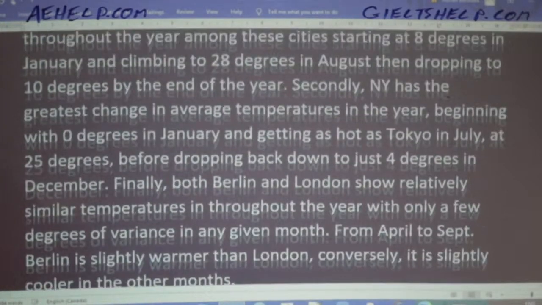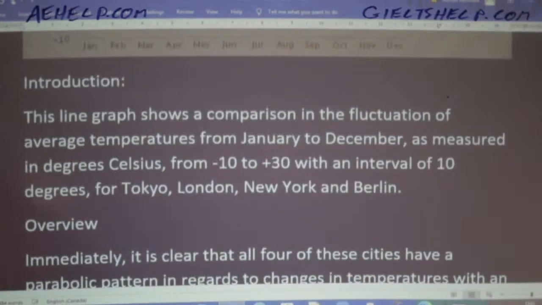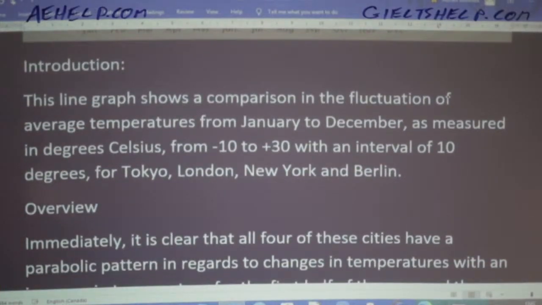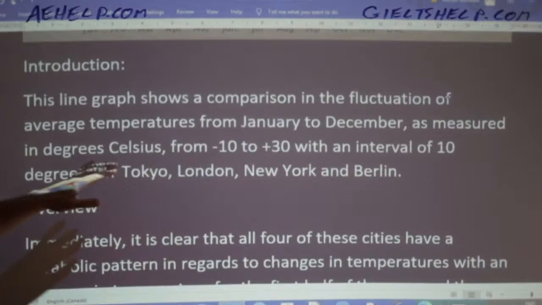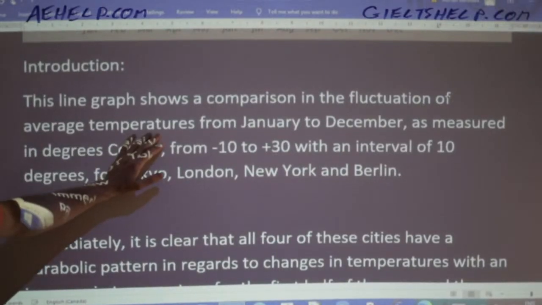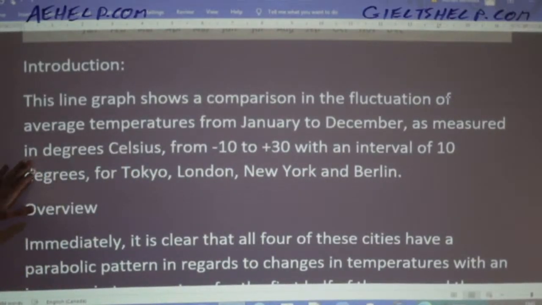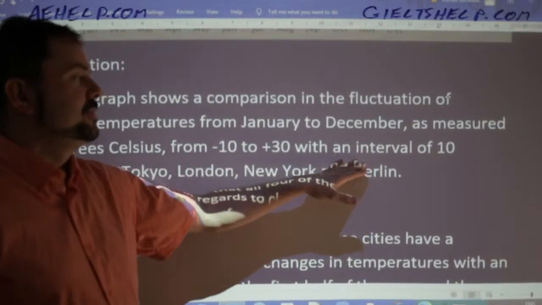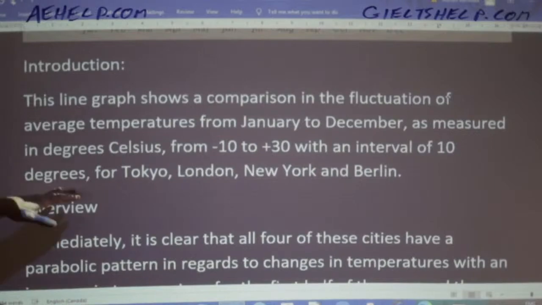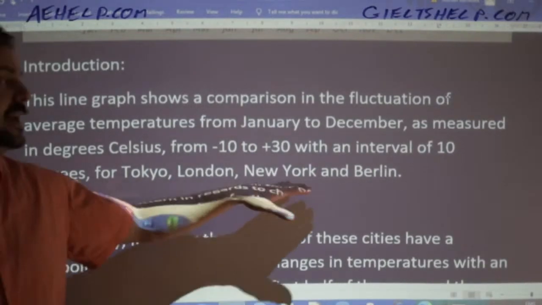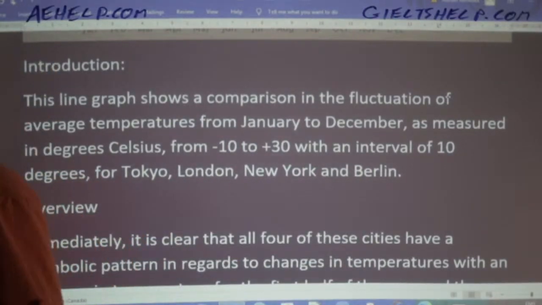Okay, so here's my whole essay. Now I'm going to read it to make sure that it's sensible. Let's go from the top. So this line graph shows a comparison in the fluctuation of average temperatures from January to December as measured in degrees Celsius from negative 10 to positive 30 with an interval of 10 degrees for Tokyo, London, New York, and Berlin. Okay, so this is the first time that I use the word New York.